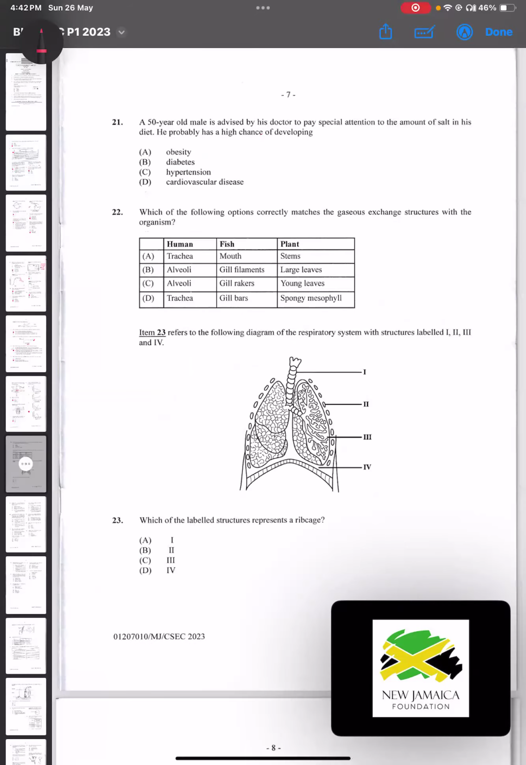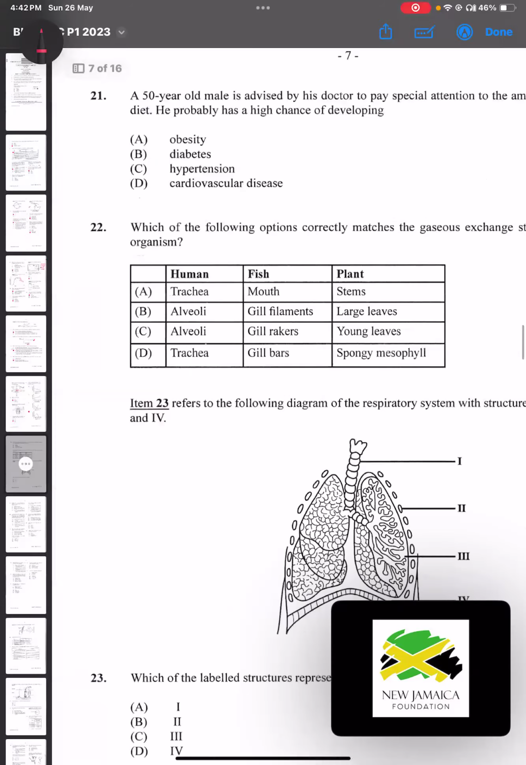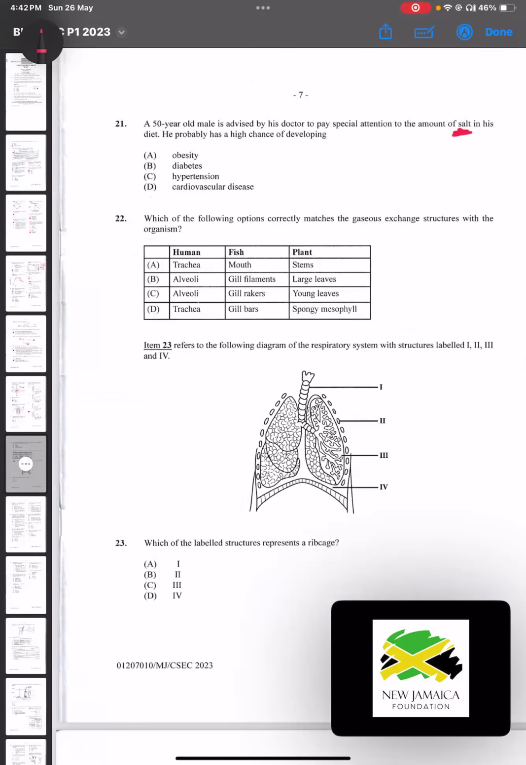21, it asks you to pay attention to the amount of salt in a man's diet, and he has a high chance of developing what? It can only be hypertension. But we know that hypertension is what they will tell them to control their salt intake. So hypertension is the most appropriate answer.